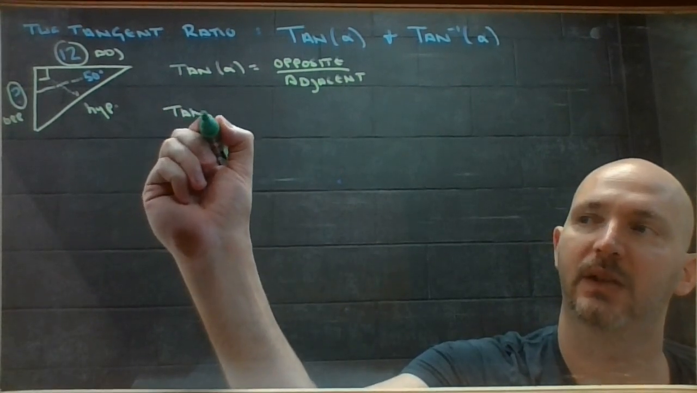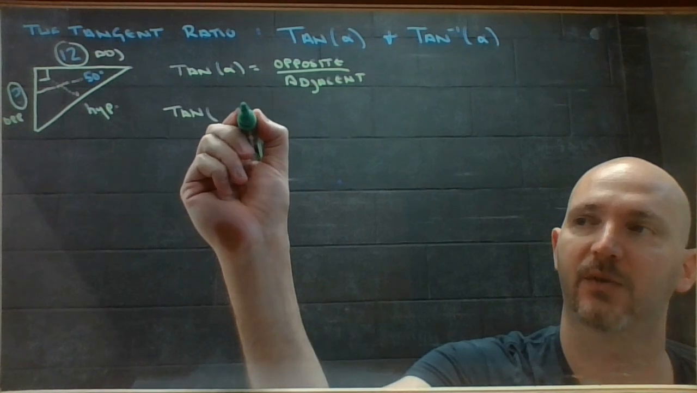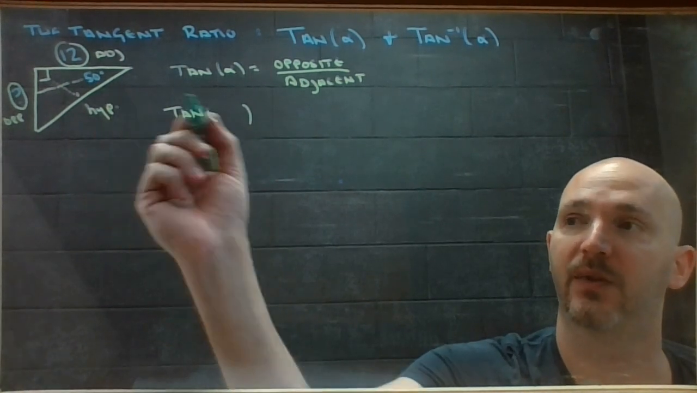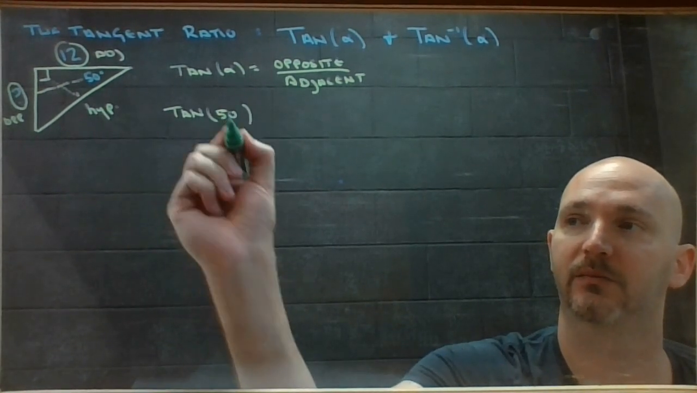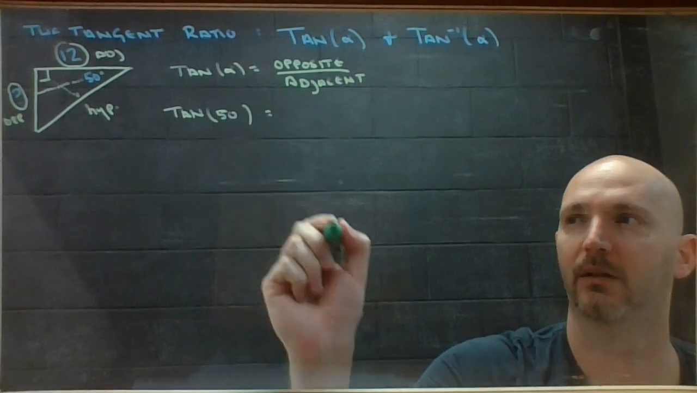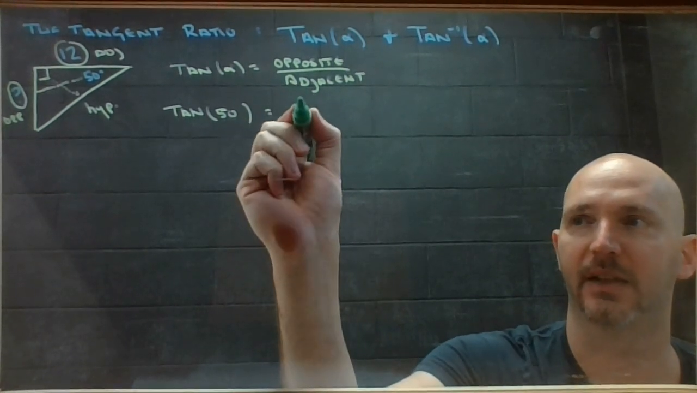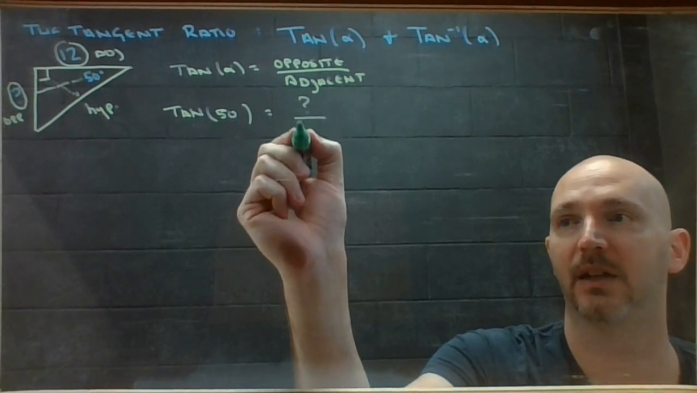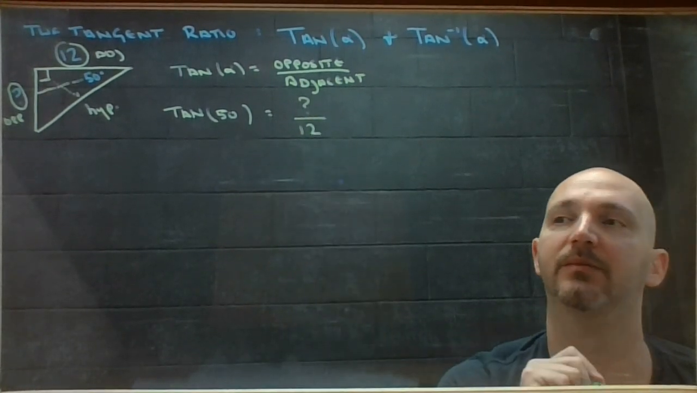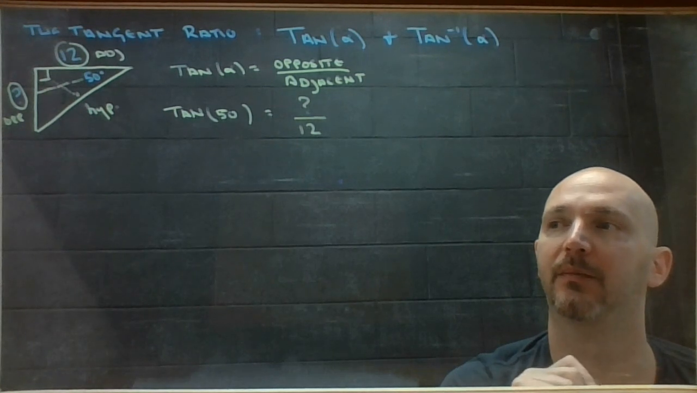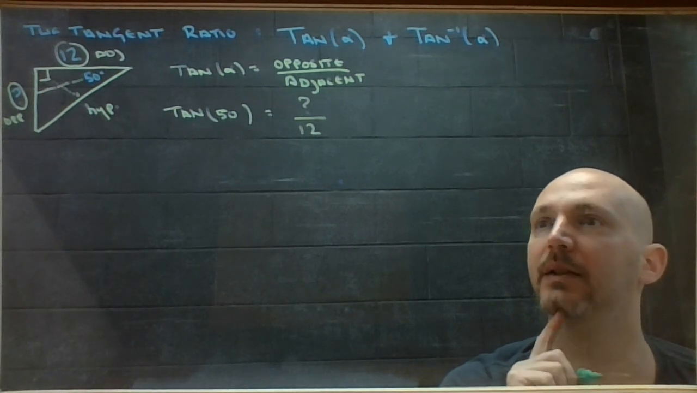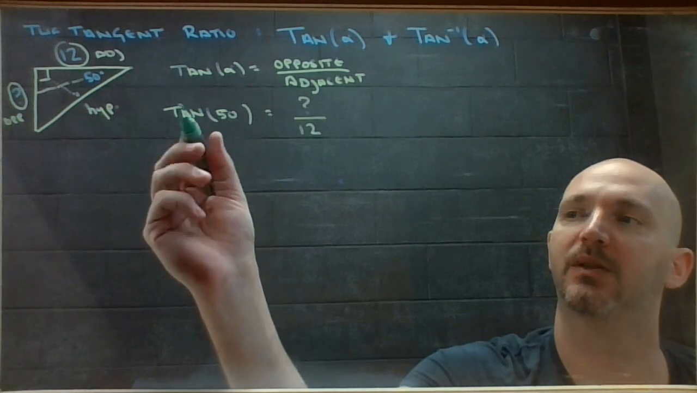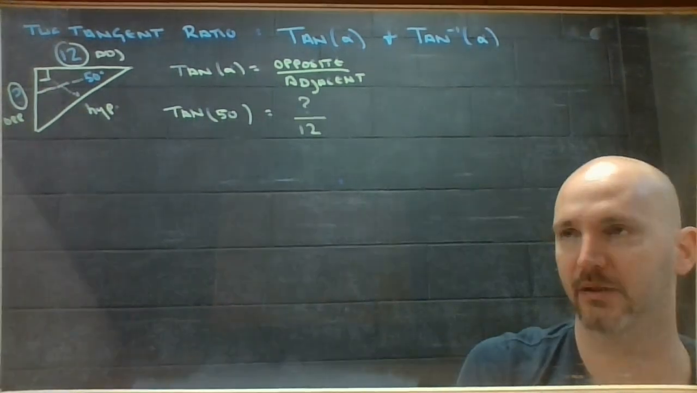This time, instead of having to solve for the angle, I know that it's 50 degrees. The opposite side is some unknown that I don't have, and the adjacent side is 12. All right, so I'm going to type this into a calculator, tan 50.